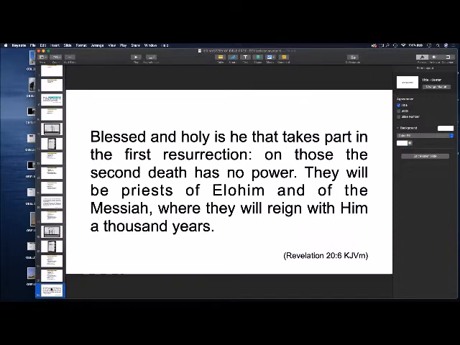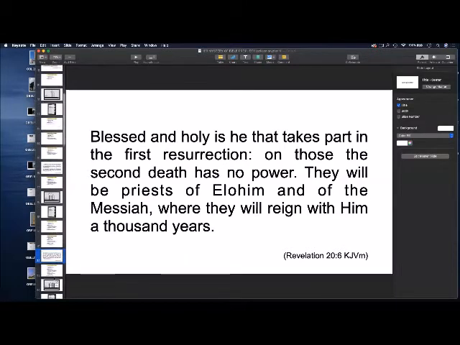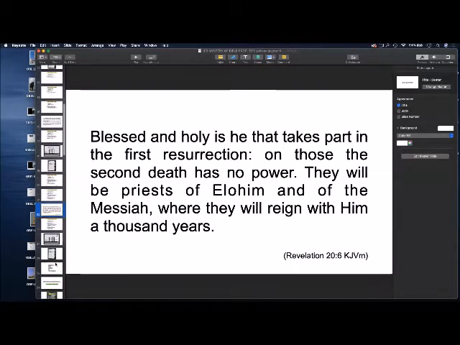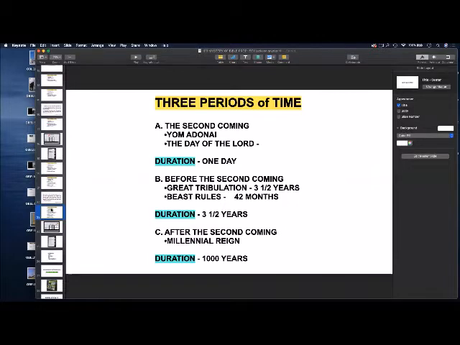Blessed and holy is he that takes part in the first resurrection. On those the second death has no power. They will be priests of Elohim and of the Messiah, where they will reign with him 1,000 years. Revelation 20. And this period has a duration of 1,000 years.